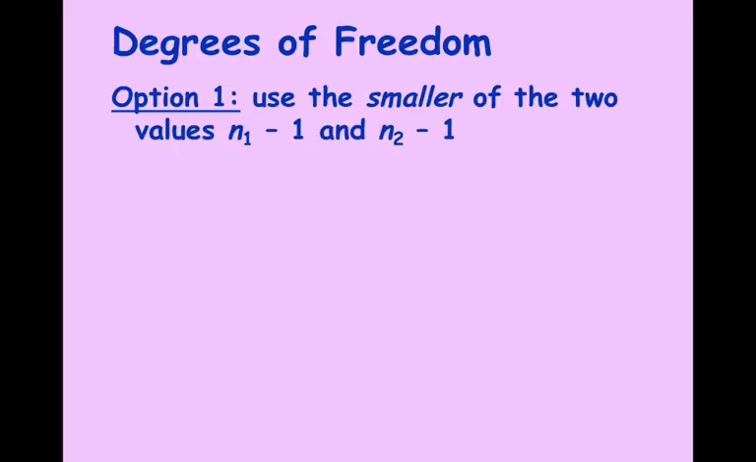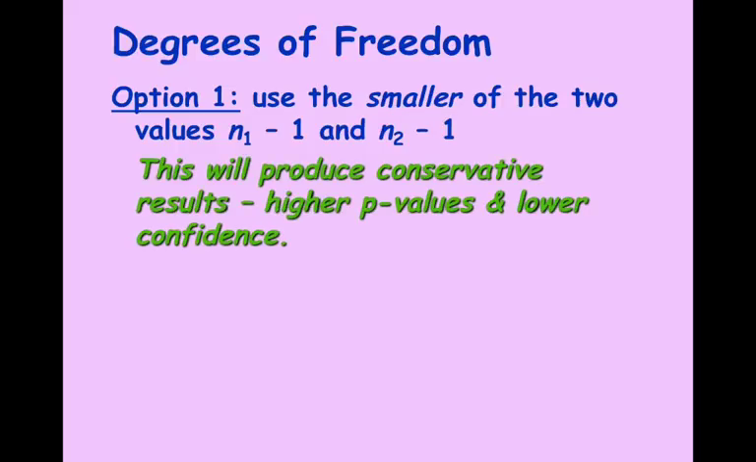In looking at the smaller of the 2 values for our degrees of freedom, this is going to produce conservative results for us, higher p-values and lower confidence. So that is certainly an option.